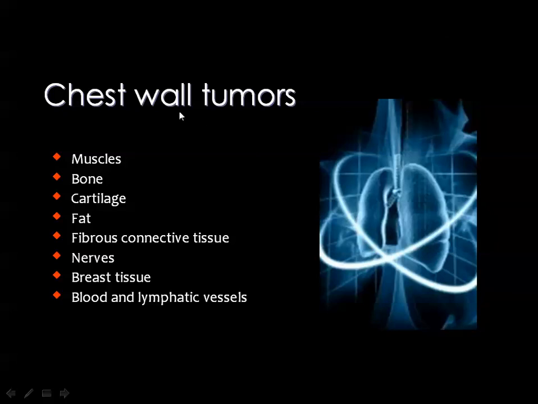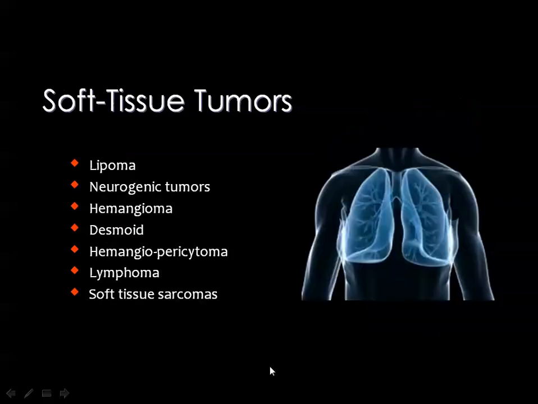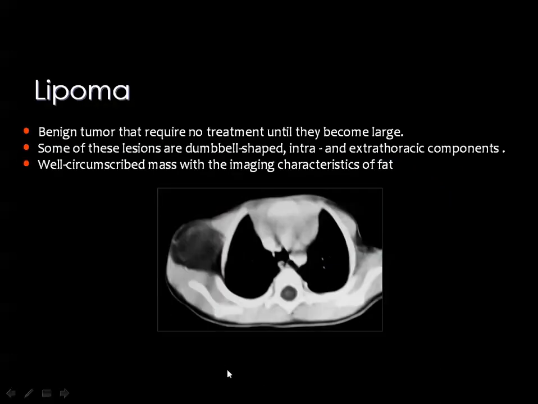Then, considering the chest wall tumors, the tumors may arise from the components of the chest wall, like the muscles, the bone, the cartilage, the fat, the fibrous connective tissue, the intercostal nerves, the breast, as well as the blood and the lymphatic vessels. Then these are the soft tissue tumors, including lipoma, which is one of the common lesions seen in clinical practice, neurogenic tumors, hemangioma, desmoid tumor, hemangiopericytoma, lymphoma, and the soft tissue sarcomas.